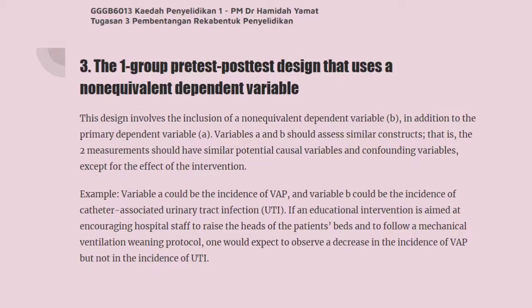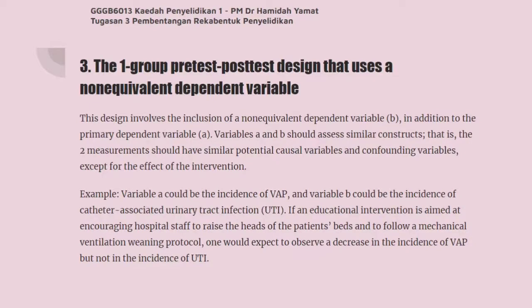So we look at an example, taking our VAP as an example. Variable A could be the incidence of VAP, and variable B could be the incidence of catheter-associated UTI. If an educational intervention is aimed at encouraging hospital staff to raise the head of the patient's bed and to follow a mechanical ventilation weaning protocol, we would expect the observation to show a decrease in the incidence of VAP, but not a decrease in the incidence of UTI.